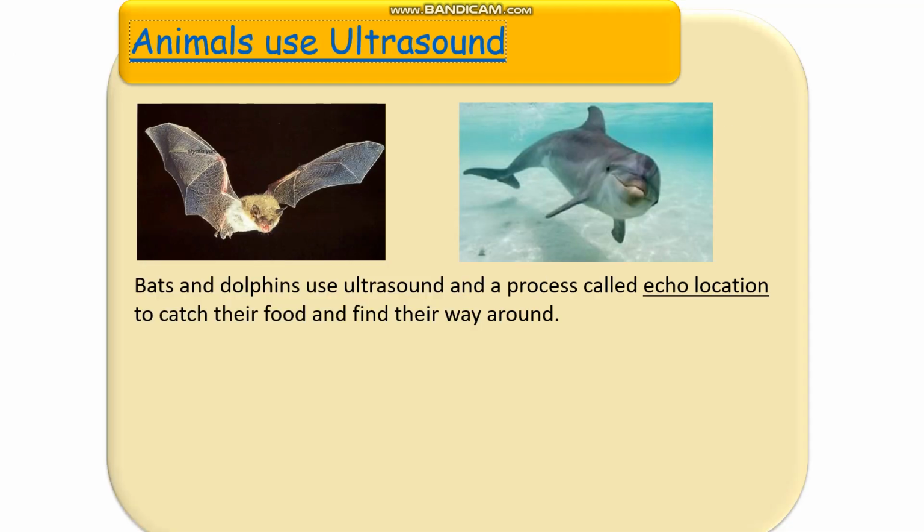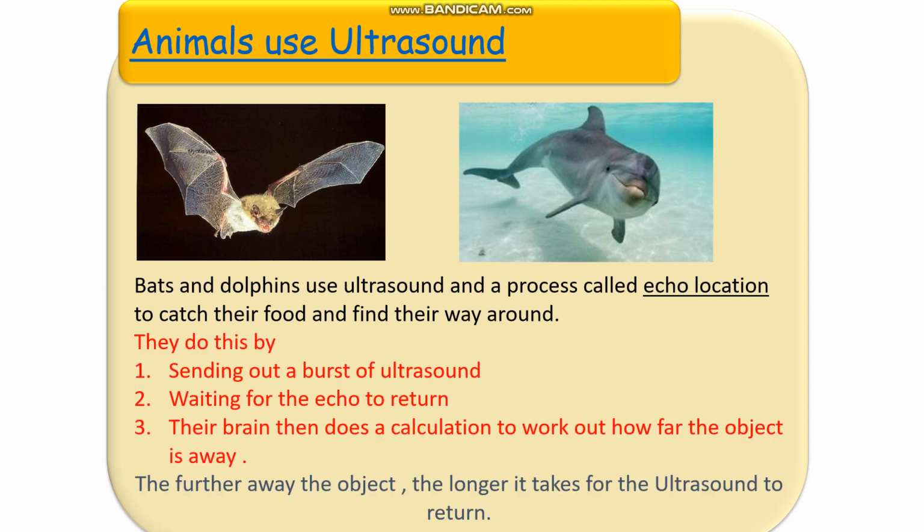Now, whilst humans need computers to do calculations to echolocate something, as it's so called, creatures like bats and dolphins use ultrasound and a process called echolocation to catch their food, and in the case of bats, to find their way around. They do this in a similar way to how an ultrasound machine works. They send out a burst of ultrasounds, like a pulse. They then wait for the echo to return. Their brain then does a sort of calculation to work out how far the object is away. And again, the further away the object, the longer it takes for the ultrasound to return.